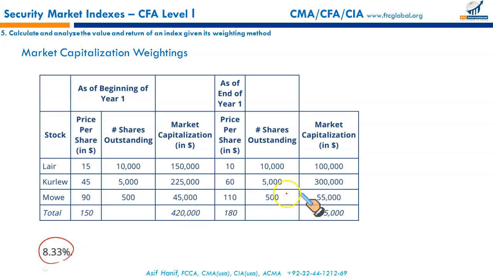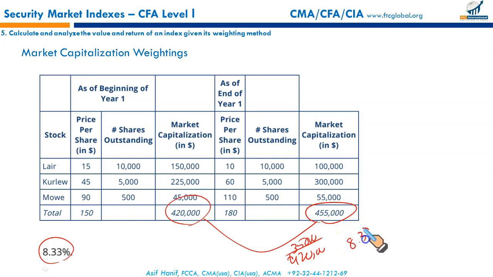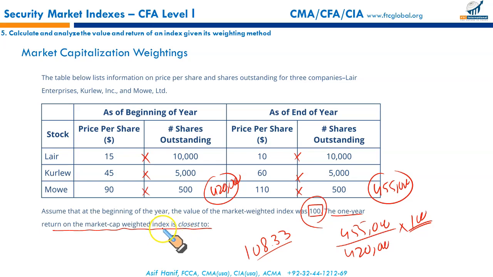So what you do is calculate the closing market cap and opening market cap, then the difference between the capitalizations divided by the original. You can calculate directly by taking the difference between these two, 455 less 420, which is 35, that's $35,000, divided by the original market cap. 35 by 420 will give you the straight result of 8.33%. This is your market capitalization weighting based return.